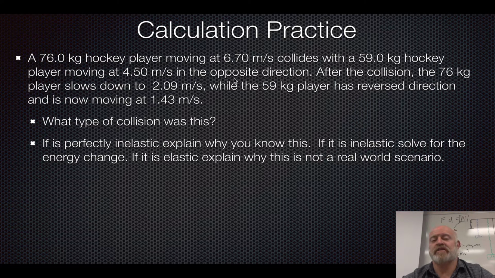So here's the trick to these problems. This is the opposite direction. So this 6.7 meters per second, you better make positive, and then this one you better make negative, okay? Or vice versa, it doesn't matter, but you cannot make these two numbers the same value, okay? One has to be positive, one has to be negative when you're doing this, okay?